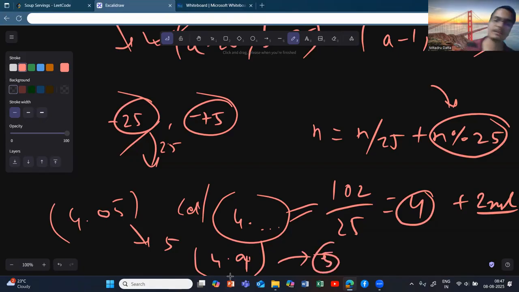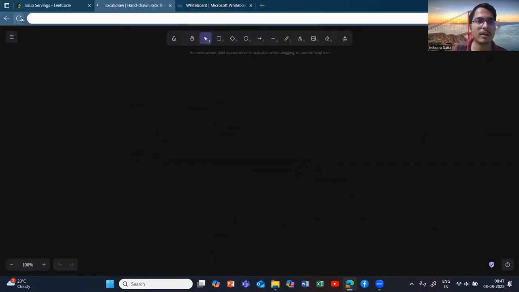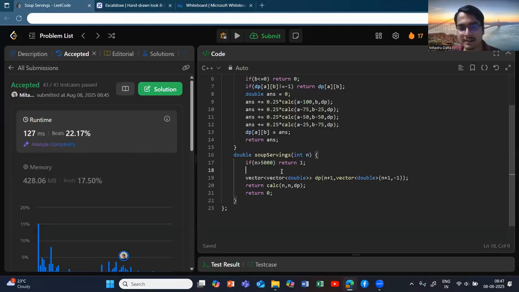So you take the value which is just above you, but if you take the ceil of 4, you should get 4, because you are not at any decimal number. I hope you understand this. So what I can do is say that n is nothing but ceil of n by 25.